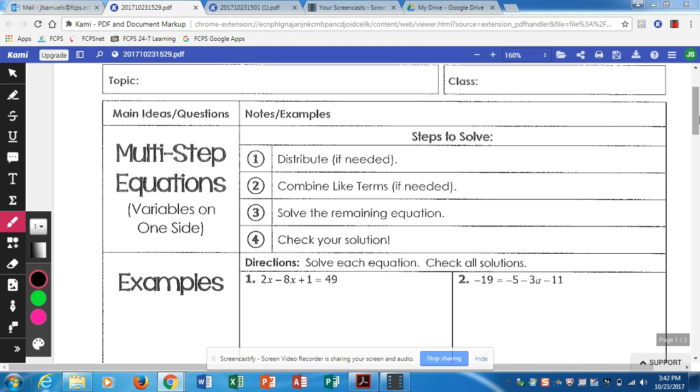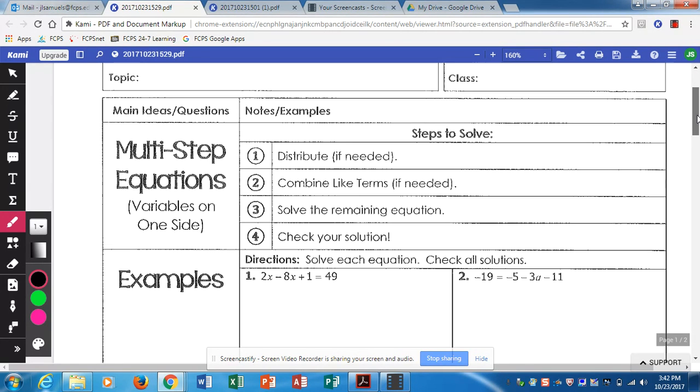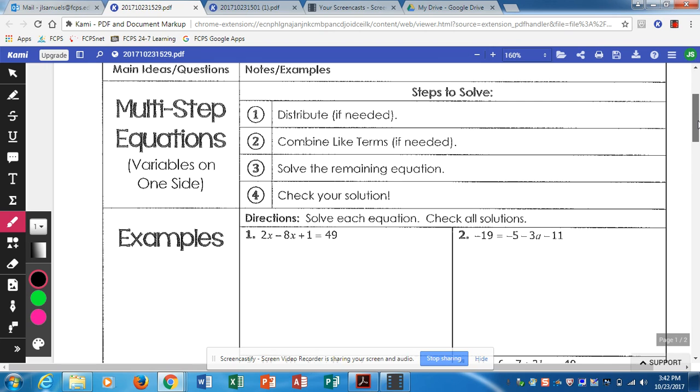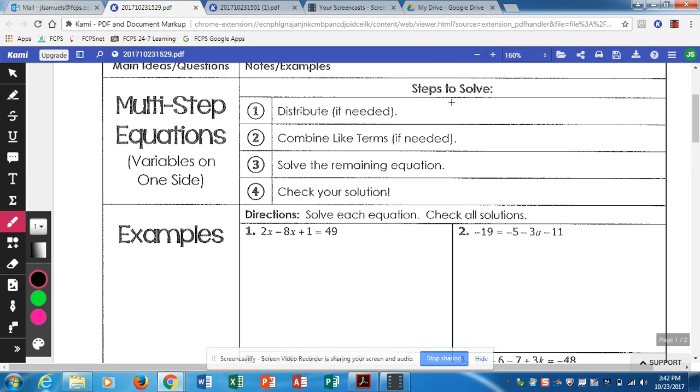So today we're talking about multi-step equations, and we're focusing first of all on multi-step equations with the variable on one side. So we have some steps that we can follow. The first thing we need to do is distribute if needed. Notice it says if needed, because not all the time will you be required to distribute, but every once in a while there will be a multi-step equation where it requires us to distribute first. And after we distribute, then we're going to combine like terms.